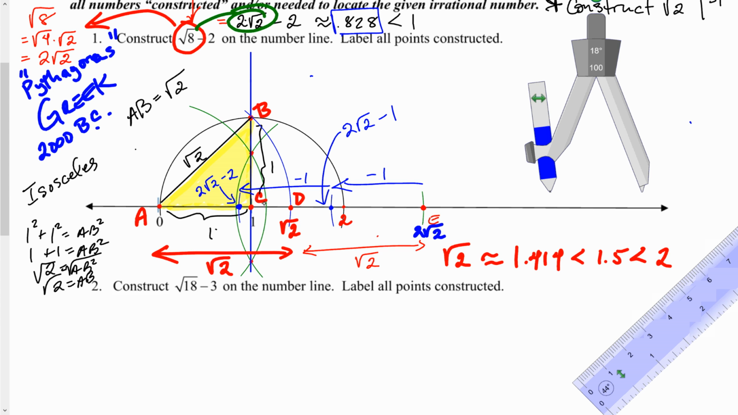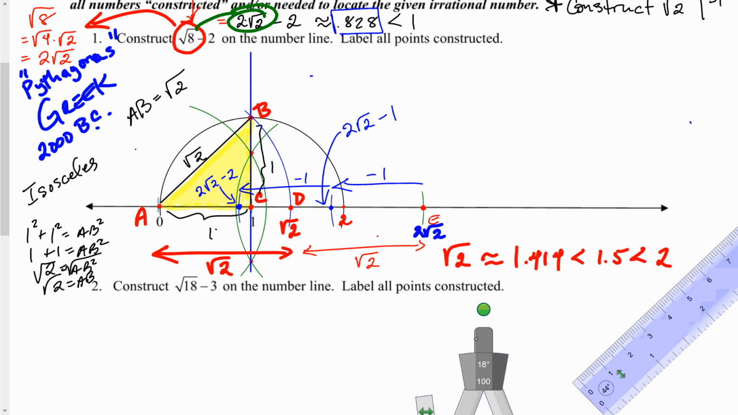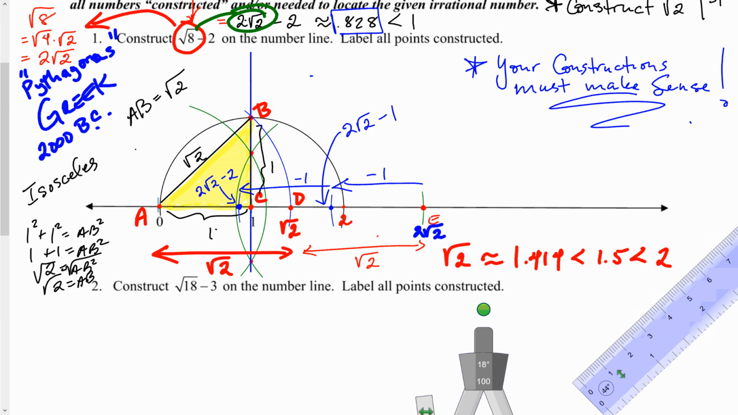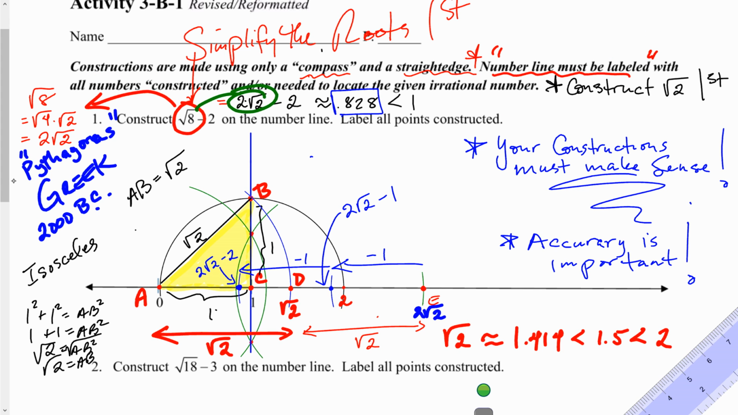Okay, so your constructions have to make sense. It's very, very important that you do things that make sense. Okay, so let me even write that out. Your constructions must make sense. And if they don't, then you obviously made a mistake. All right, so I should end up left of 1 because 0.828 is less than 1. So if you didn't do that, well, then guess what? You didn't do it correctly. So you've got to be accurate. Accuracy is important. I grade upon accuracy, so you practice until you get it right. Okay, so there we go.